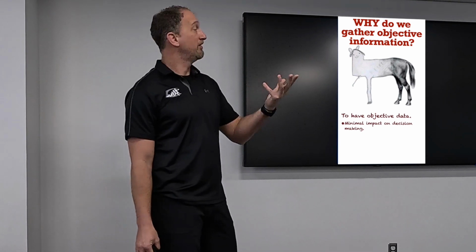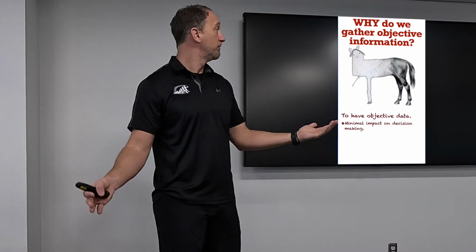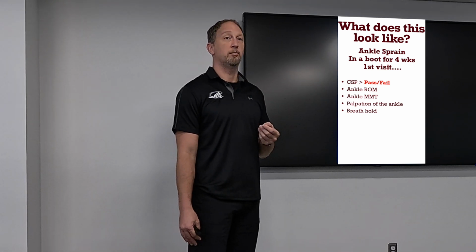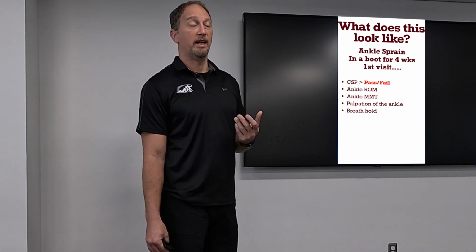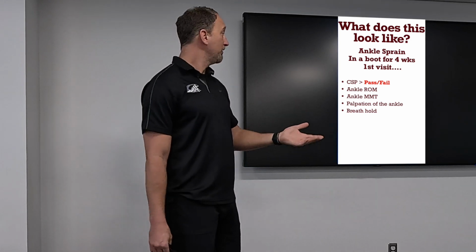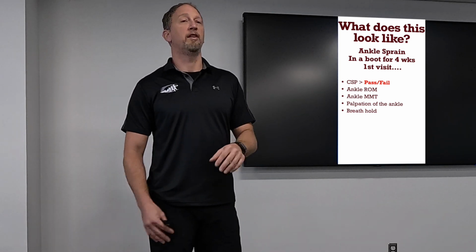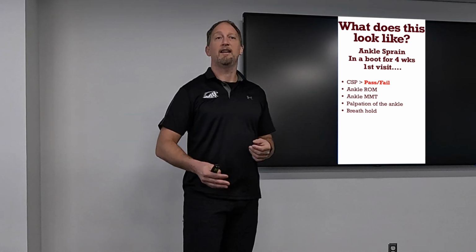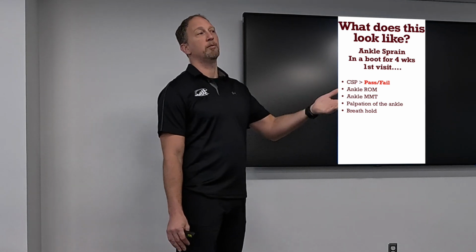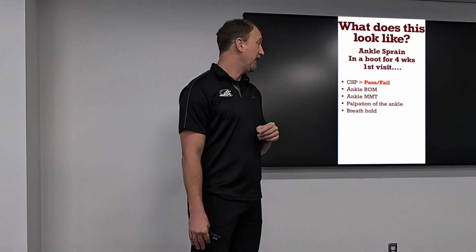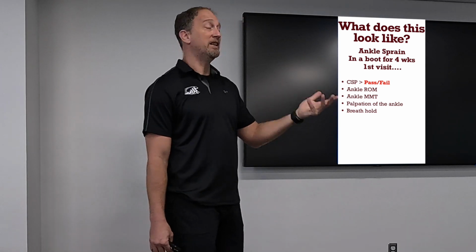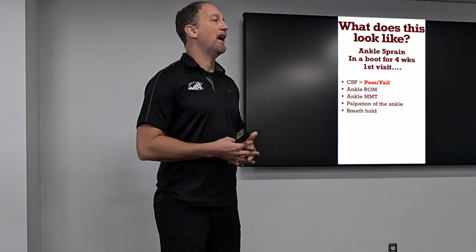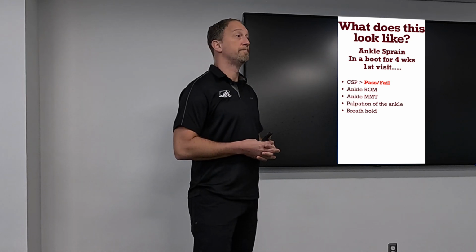What does that look like? You have somebody with an ankle sprain. They've been in a boot for 4 weeks. They come in today, 4 weeks after their initial ankle sprain, 4 weeks after being in a walking boot, and you're doing your evaluation on them for an ankle sprain. Kindergarten level, you run them through the critical shapes profile because we have to do that on intake. You determine pass-fail. At the end of that, you run them through ankle range of motion. You do ankle manual muscle testing. You palpate the ankle. You might do a breath hold because in our model, breath hold's important. We gather that breath hold, we do it, we write it down.